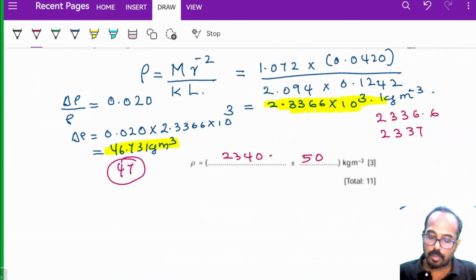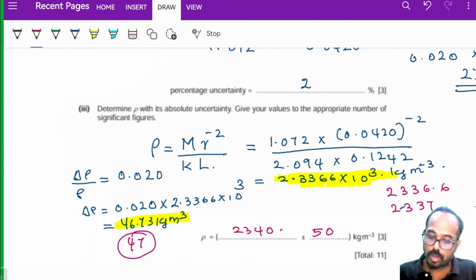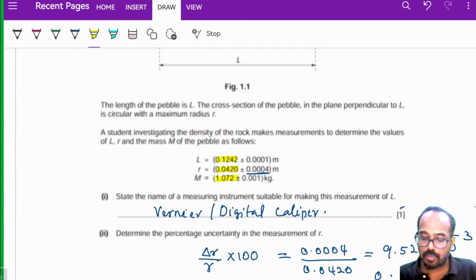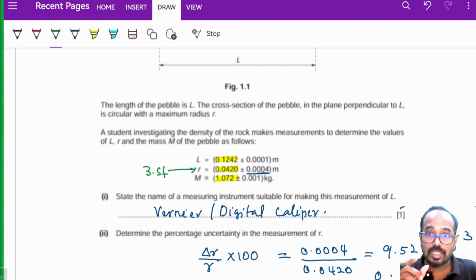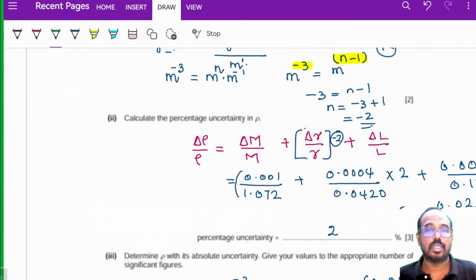You may think, why am I writing it in 3 significant figures? Here it is 4 significant. Why am I converting it into 3 significant figures? Because with the measured values, when you check the measured values, this is important, okay? Measured values, you need to check what is the least significant figure. Look at this one. The R has the least significant figures, right? It has only 3 significant figures. So my answer should be in that number of significant figures. Understood? The least number of significant figures in the measured values. So that is why it is 3 significant figures and the absolute uncertainty in 1 significant figure.